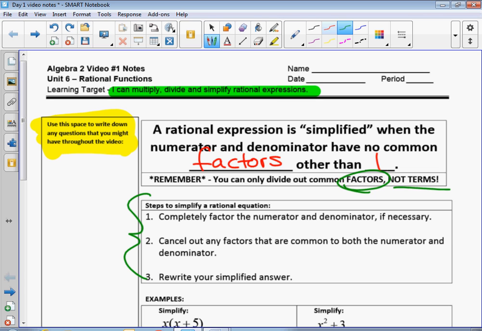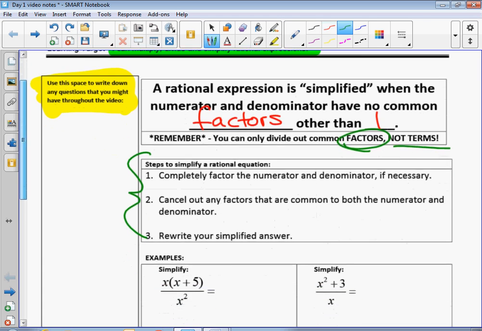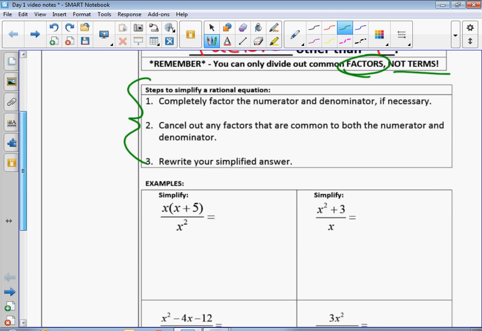Here are 3 steps to simplify a rational expression. The first is to completely factor the numerator and denominator if necessary. So it might already be factored for you, and that's why it says if necessary. Step 2, cancel out any factors that are common to both the numerator and denominator. And step 3, rewrite your simplified answer.